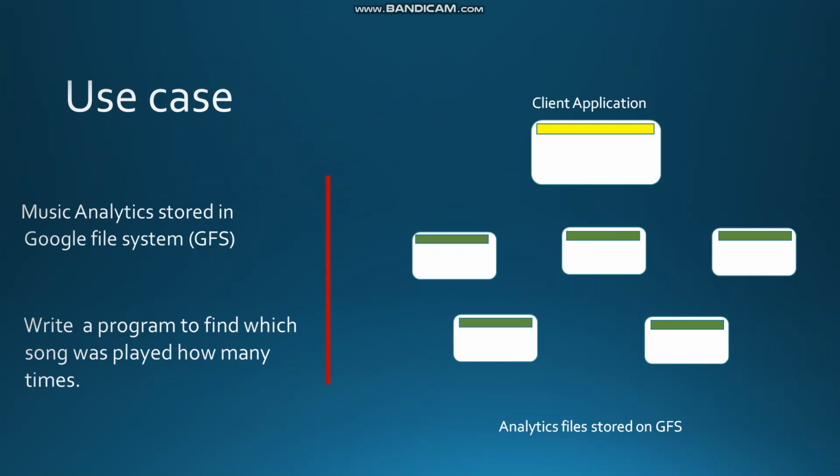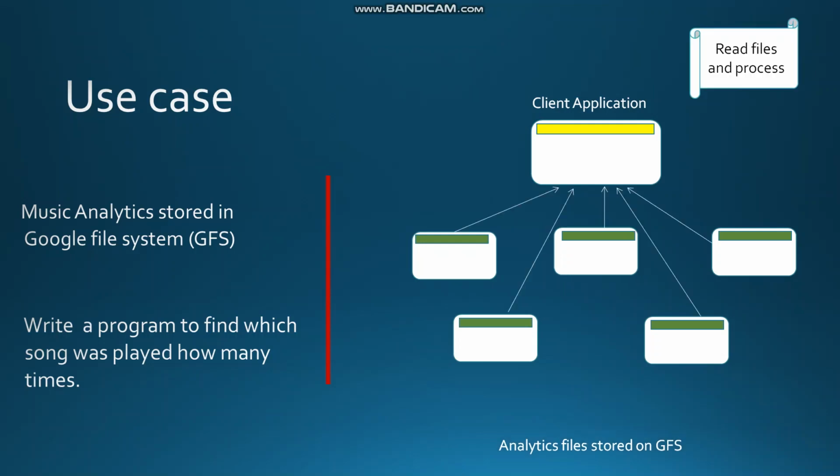In this video, we are going to discuss MapReduce. Let's understand what MapReduce is using an example. Suppose we want to find out the top 10 trending songs based on the music analytics stored in Google File System, or popularly known as GFS. Using GFS, we have stored the analytics or the logs of all the times a particular song has played. Basically, we have to count which song was played how many times.